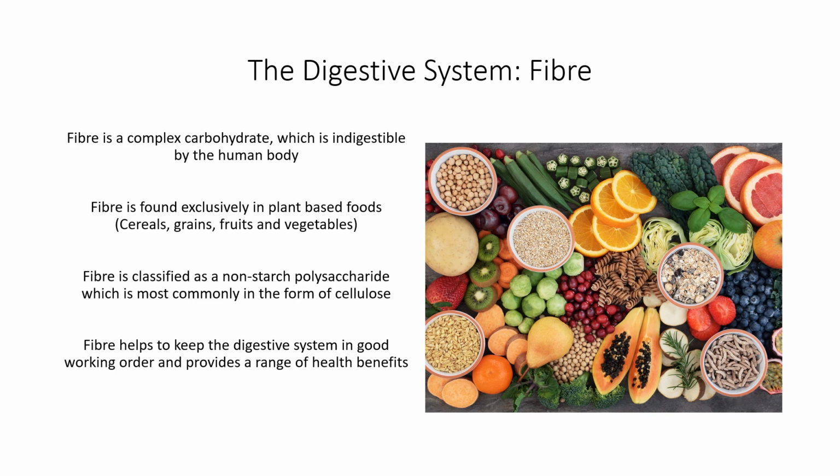Let's talk about fiber. So fiber is a complex carbohydrate which is indigestible by the human body. So with fiber, we don't actually digest it, and it's found exclusively in plant-based foods, so your cereals, grains, fruits, and vegetables. It's classified as a non-starch polysaccharide, which is commonly found in the form of cellulose. So cellulose will be the most common form that you come across, however there are others as well. Fiber will help to keep the digestive system in good working order and provides a range of benefits, which we will discuss in the next slide.